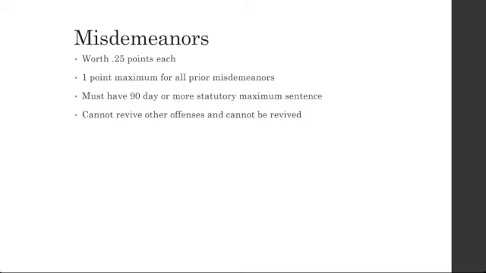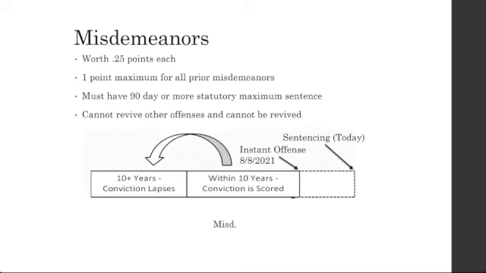All right, so let's shift gears and discuss misdemeanors. Misdemeanors are worth 0.25 points each, or a quarter point. They have a 1 point maximum, meaning you're only counting a maximum of 4 misdemeanors no matter how many misdemeanors a defendant has. They must have a 90-day or more statutory maximum sentence. And statutory maximum is the important part you want to remember here.